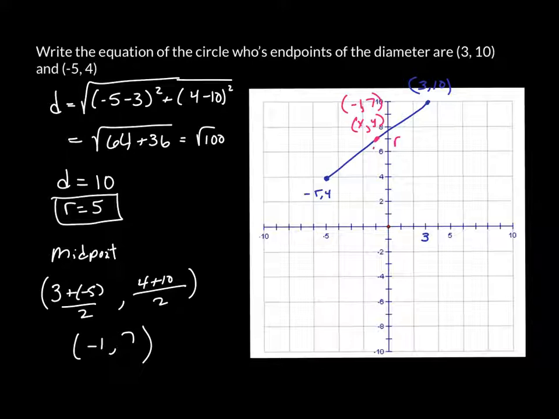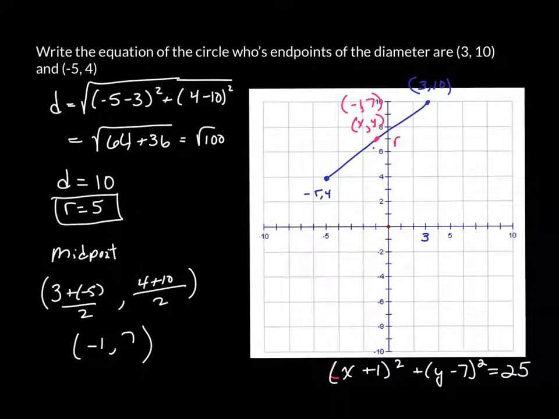So now all I need to do is write the equation of the circle. Just remember to change your values. Even though we have these values here for the center of the circle, when you're writing them in the equation, you have to change those signs. So the equation of the circle becomes (x plus 1) quantity squared plus (y minus 7) quantity squared is equal to 25.